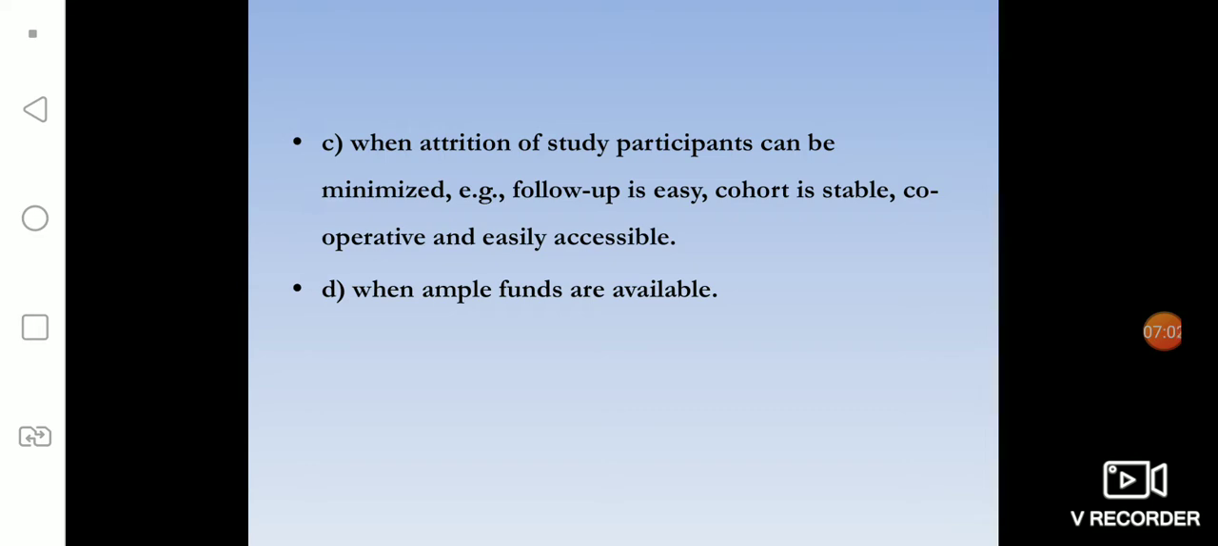And lastly, ample funds are required. So when very good funding is available, you can go for a cohort study. We will see later how that funding is required, because this is called a prospective study.